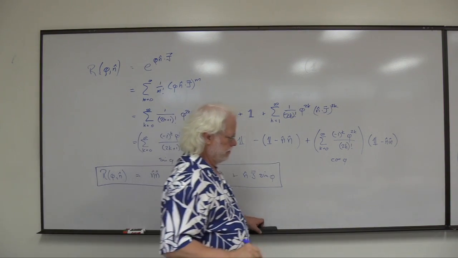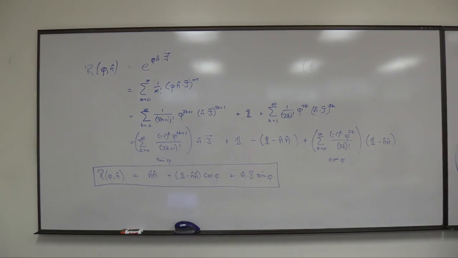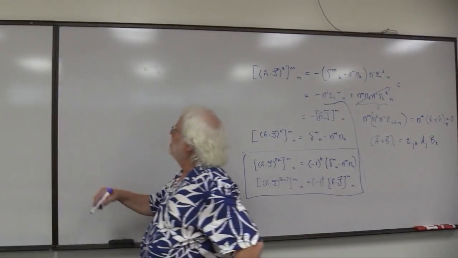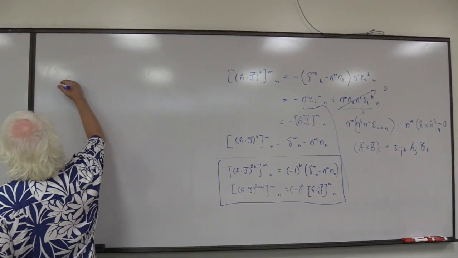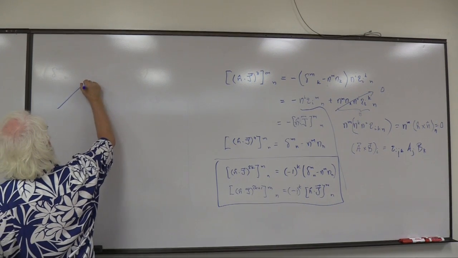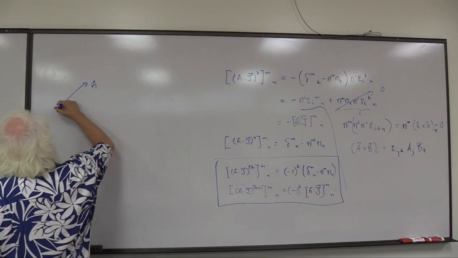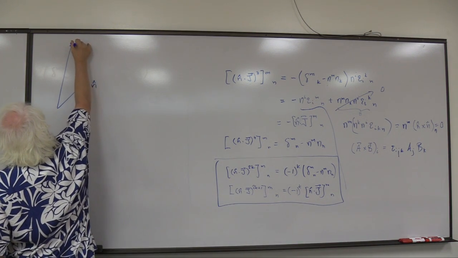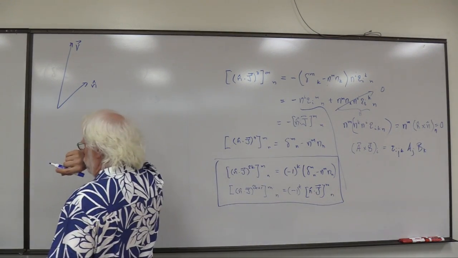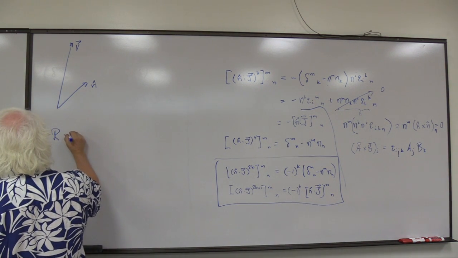Easiest way to do that, assuming we got it right here, is to let it act on a vector. So here's the picture. Suppose we have our unit vector n going off in some direction, and let's let v be an arbitrary other vector. Then what we want to do is act with R on v.